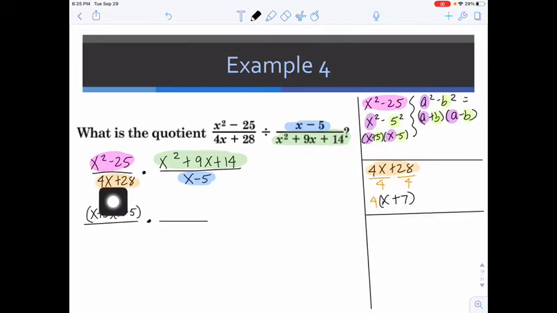Next, we have 4x plus 28. Notice we can take a 4 out of each of these terms, and that leaves us with 4x over 4 is x, 28 over 4 is 7. That is our first denominator.